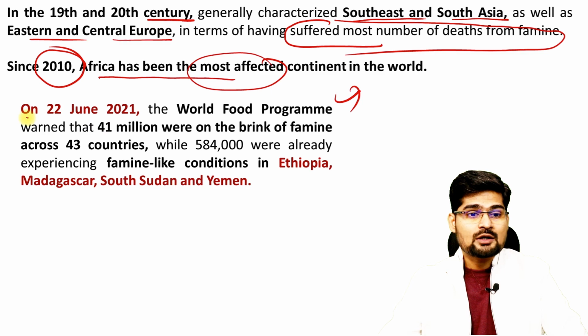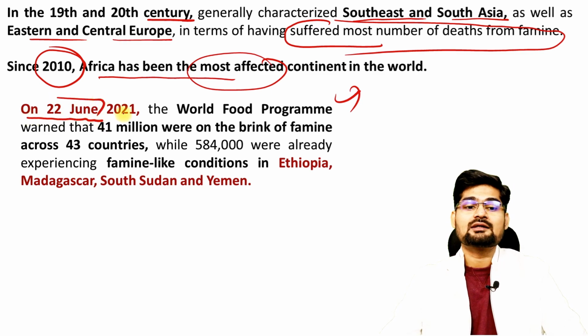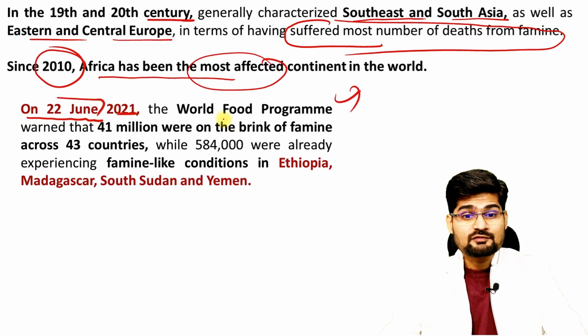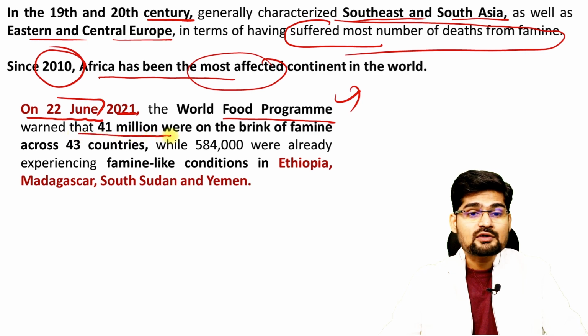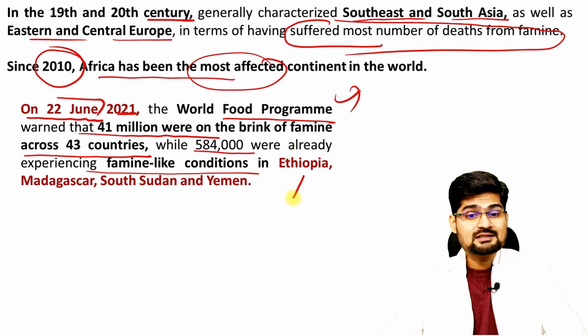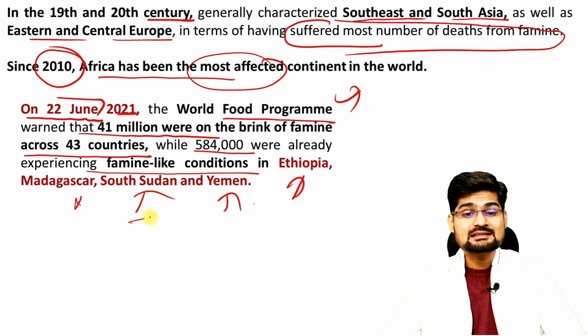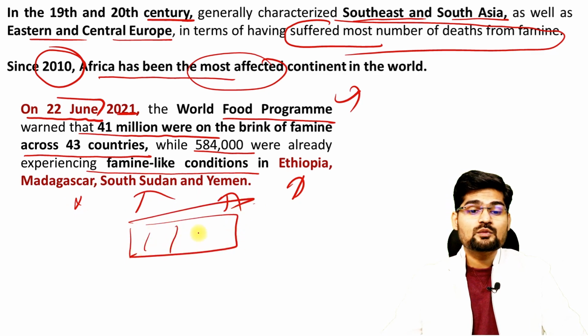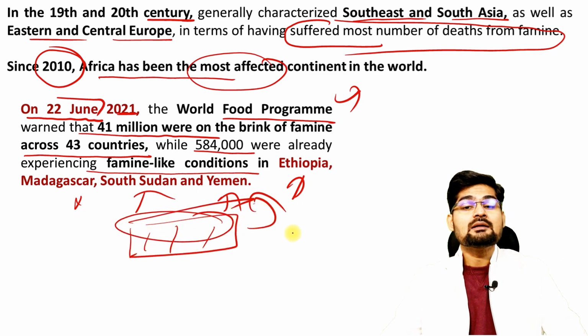And remember this: on June 22nd, 2021, the latest one, the World Food Programme warned that 41 million were on the brink of famine across 43 countries. That means 584,000 were already experiencing famine-like conditions. Where? In countries like Ethiopia, Madagascar, South Sudan, Yemen. These are the places; you can locate them on the world map where famine is currently persisting.